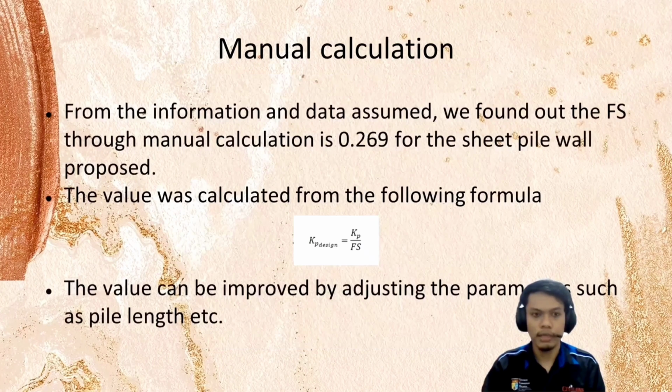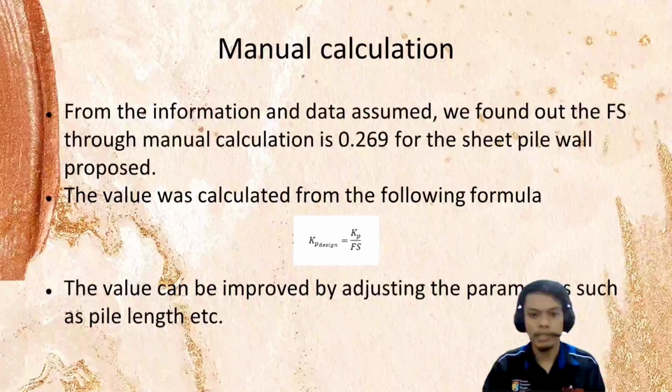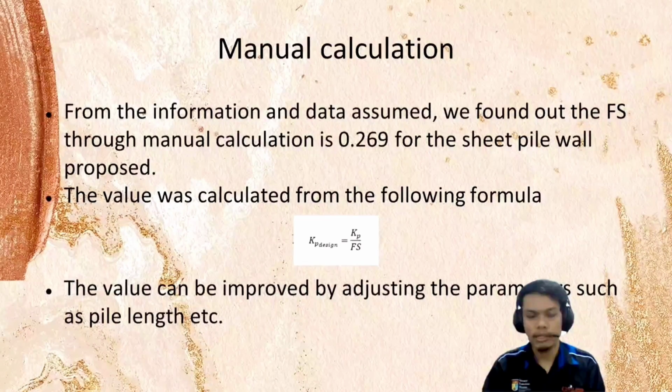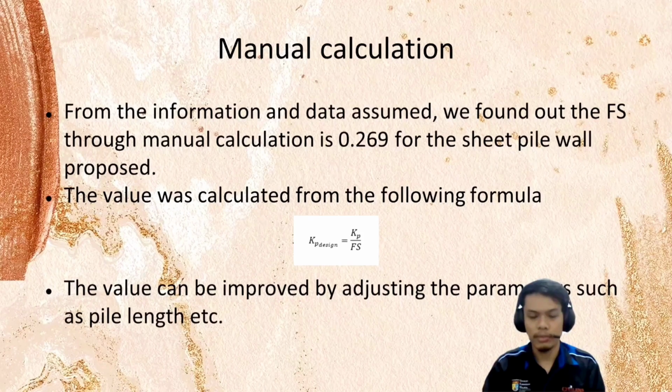Basically, from the information and data, we found out that the factor of safety through manual calculation is 0.269 for the sheet pile wall, and the value was calculated from this formula: Kp design is equal to Kp over Fs. For Kp design, we get the value from 1.5 times the theoretical depth of the wall, and for Kp we use the formula of passive earth pressure.